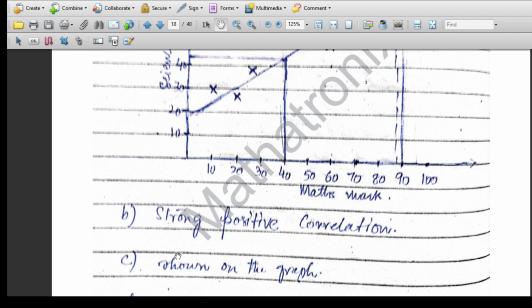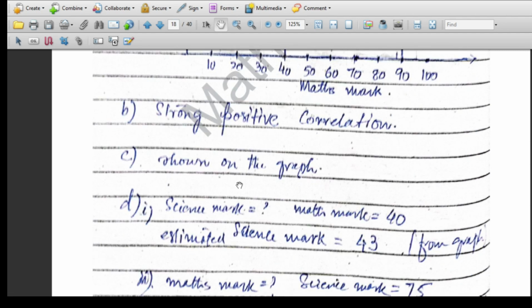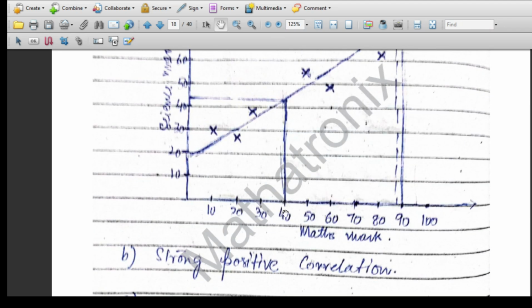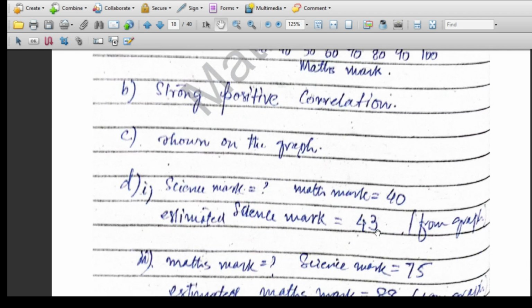In the D part we have to obtain the science marks while the math marks is 40. So if math marks is 40, then science marks is around 42 or 43. So this is from the graph.